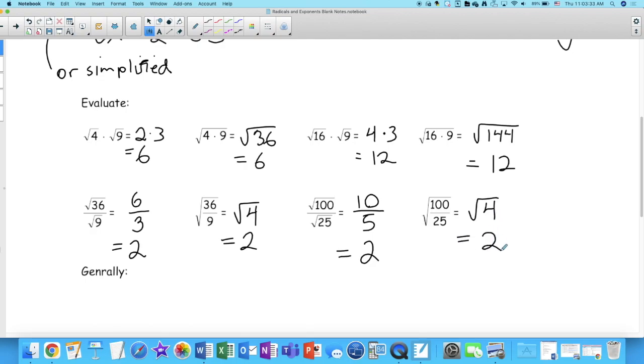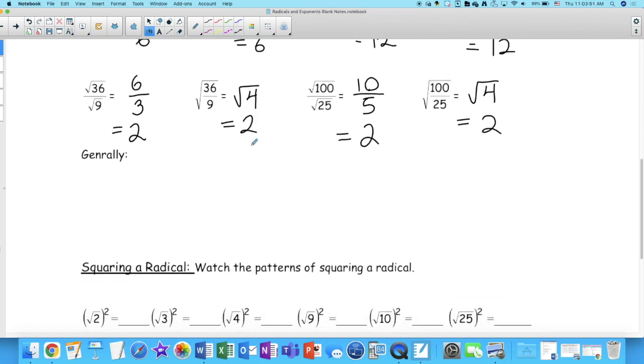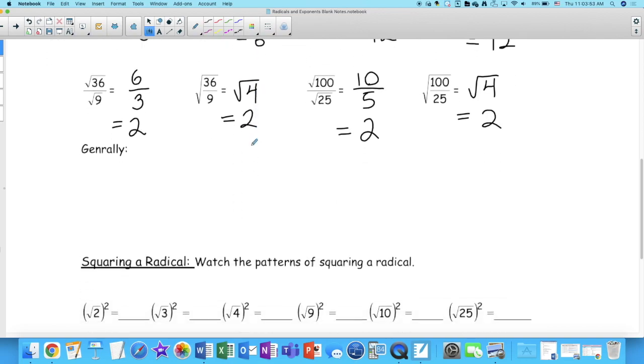Okay? So it looks like we can actually take something like the square root of 36 and break it up into the product of two radicals. It's the same as the square root of 4 times the square root of 9. Okay? So in general, if I have the square root of a times b, I can break that up into the product of two radicals where one of them is the square root of a times the square root of b.